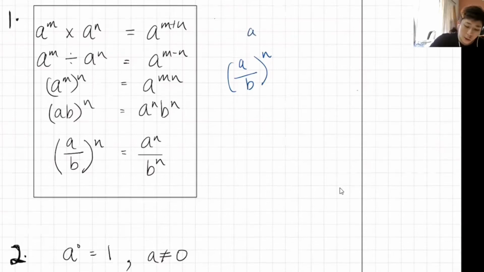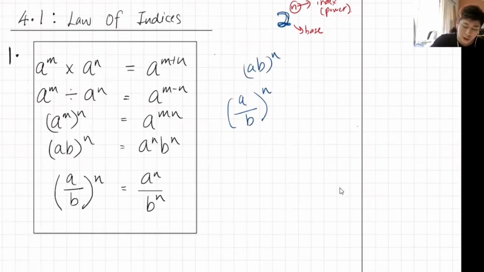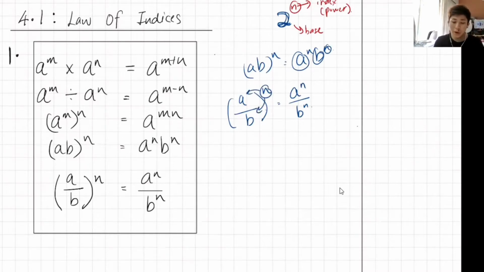For law number 4, just now we had things multiplying in a bracket. You just write it as it is. Basically, the power comes here, the power comes here. You just take individual item to the power, a to the power of n times b to the power of n. This one is the same thing, but this is division. The concept is the same. What you do is a to the power of n divided by b to the power of n. Basically, the power of n, you just throw it into the power. You get what I mean?